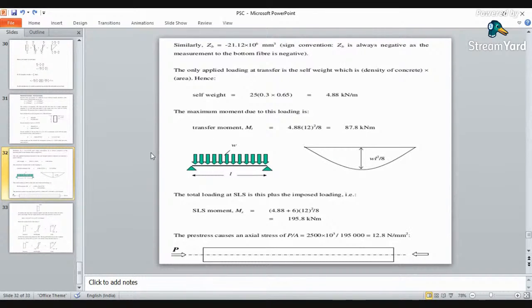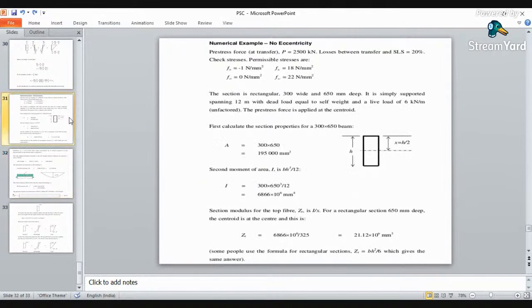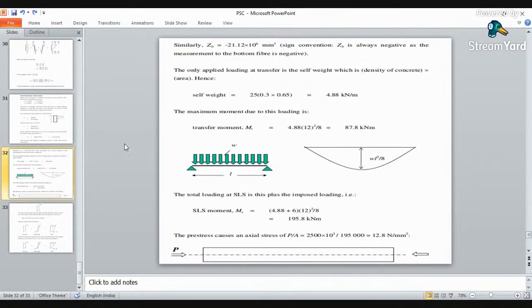So total loading at the time of serviceability will be the imposed loading plus the dead load. So imposed load is nothing but the self weight, that is 4.88, and a live load intensity is given as 6 kilonewton. So imposed load will be the summation of both the loads, that is live load and the dead load or the self weight. So 4.88 is the self weight plus live load is 6. So its moment will be 195.8 kilonewton meter.